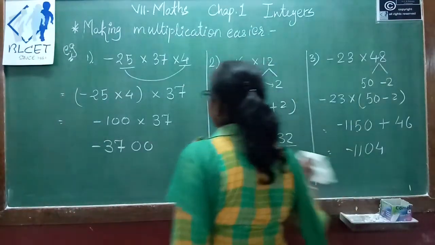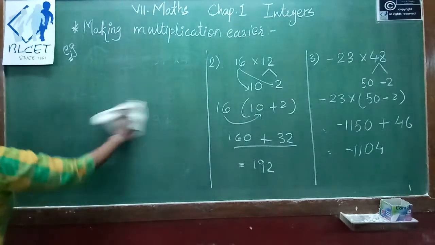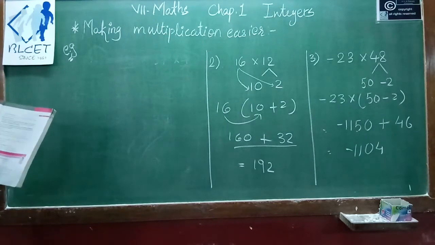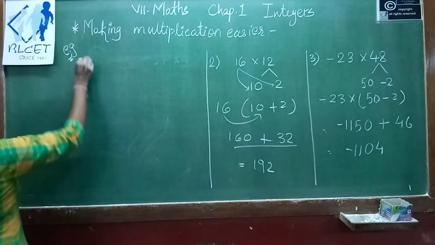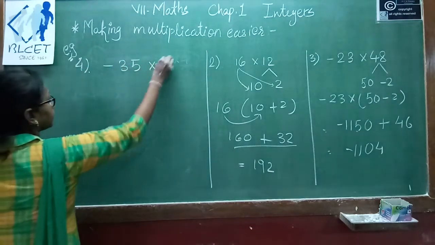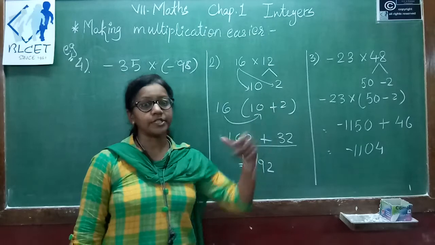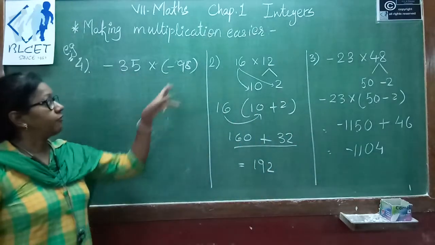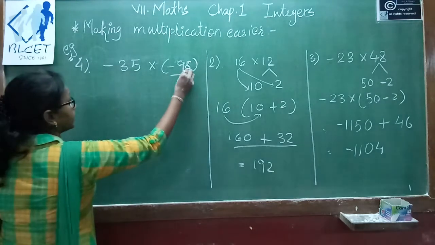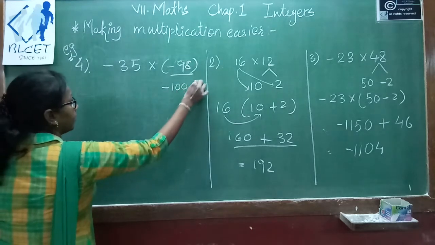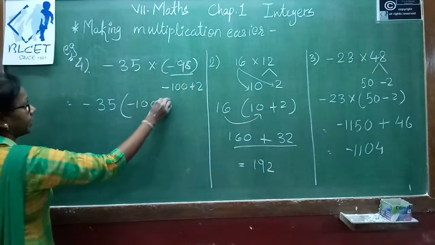Let's see the next question. The question is, suppose you want to multiply minus 35 with minus 98. What will you do now? If you have any number which is nearer to 50, we take 50. Same way 98 is very near to 100. So in place of 98 we write minus 100 plus 2. So let's see. Minus 35 in bracket, minus 100 plus 2.